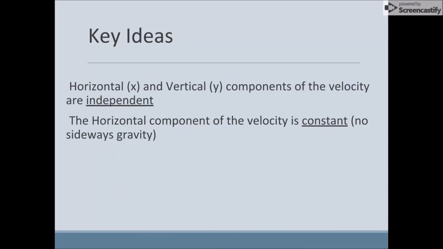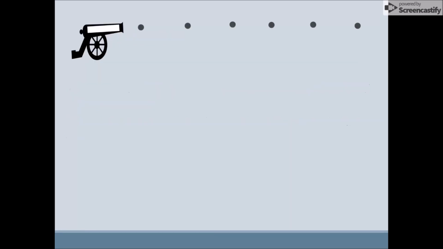Because they are perpendicular, horizontal and vertical components are independent, which means that the acceleration of the object towards the ground because of gravity does not affect its horizontal motion. The horizontal component of the velocity is constant because there is no such thing as sideways gravity.